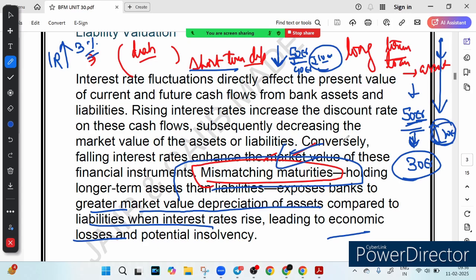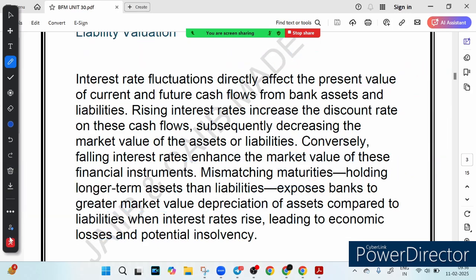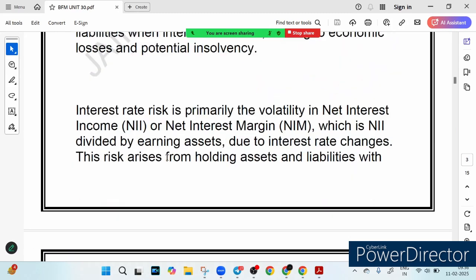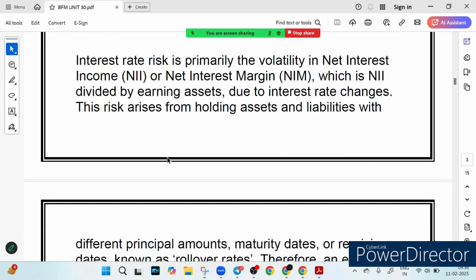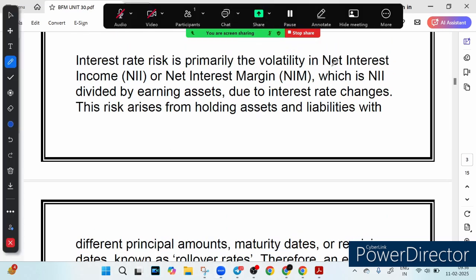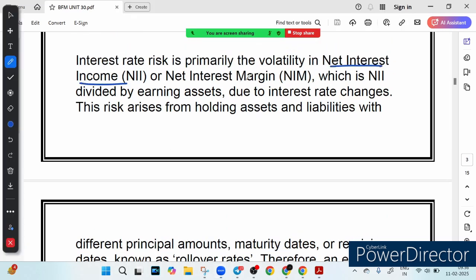Now what is the real trouble? The real risk is the impact on bank profit. Let's talk about it now. The real trouble comes from how interest rate change affects NII and NIM. You know about this, I think we have talked about it earlier, but in this topic we will talk about it in detail. So the real trouble comes from how interest rate change affects the NII and NIM.